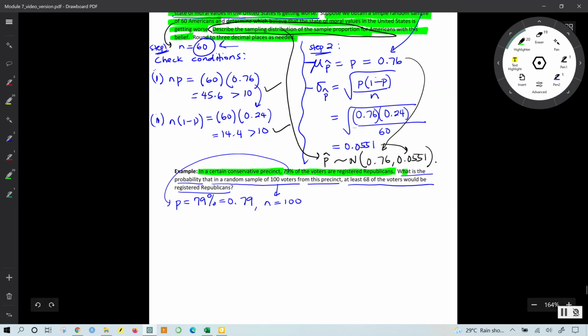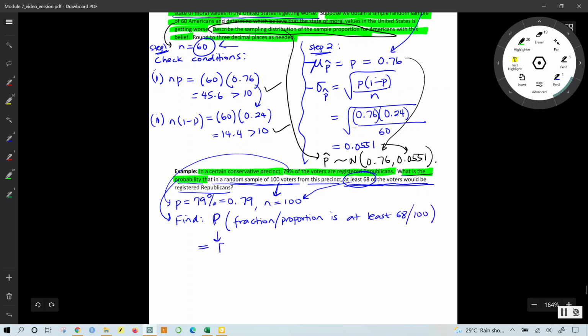Let's read the question again. What is the probability? Which means I am required to find a probability that in this random sample of 100 voters, the proportion or the fraction of voters in this precinct who will be registered Republicans will be at least 68 out of the 100. So I'm to find the probability that the fraction or proportion or sample proportion is at least 68 out of 100.